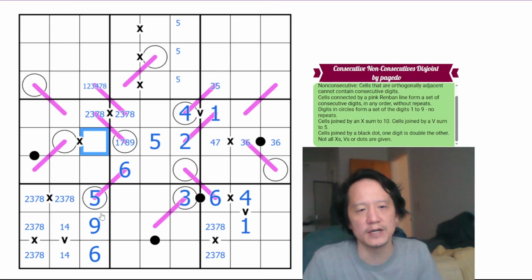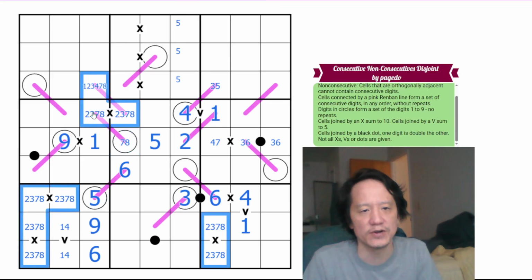And this can't be 9 because of the 9 in the column. So this must be 1, which forces this to be 9. So this can't be 1 or 9, this is 7 or 8. 7 or 8 is only consecutive with 7 or 8 out of 2, 3, 7, and 8. So this must be 7 or 8. This must not be 7 or 8 to add up with 10 for the 7 and 8.